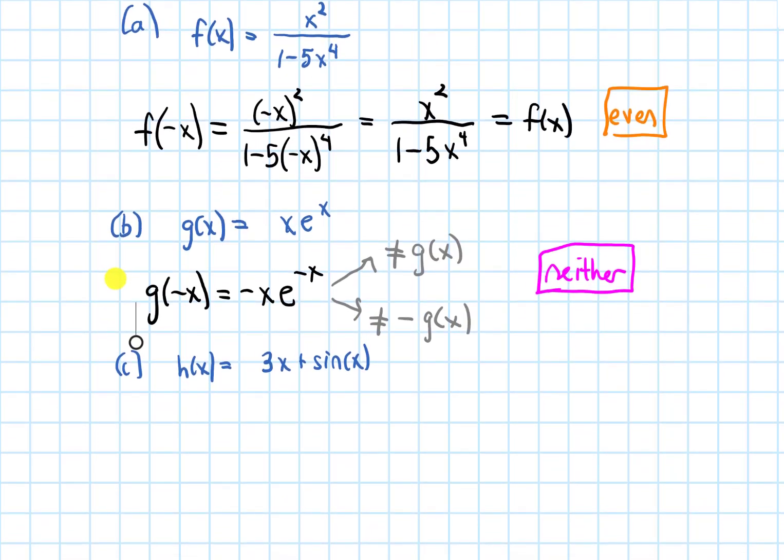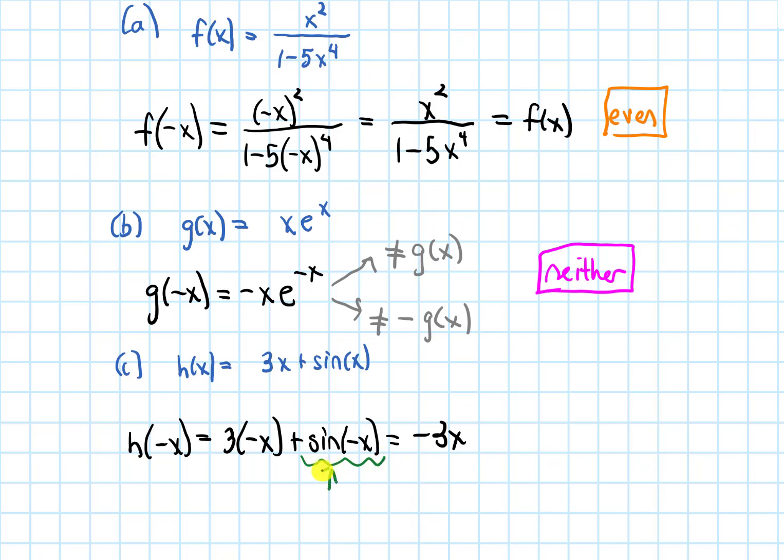Okay, and finally let's look at part C. Okay, so we have h of x. Let's plug in negative x here. So we'll get 3 times negative x plus sine of negative x. So 3 times negative x, that is negative 3x. And if I remember stuff from pre-calc about my trig functions, sine is an odd function. If I think about it graphically, the graph of sine is symmetric about the origin. So it's an odd function.